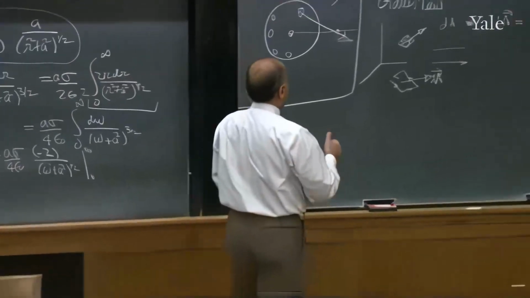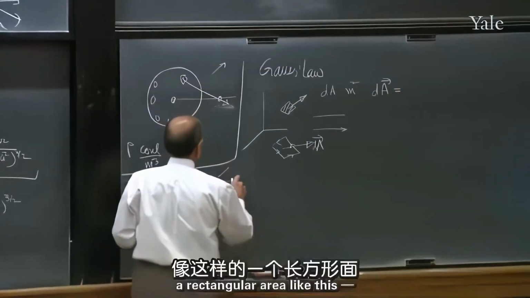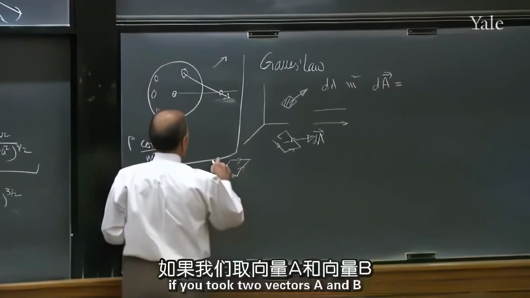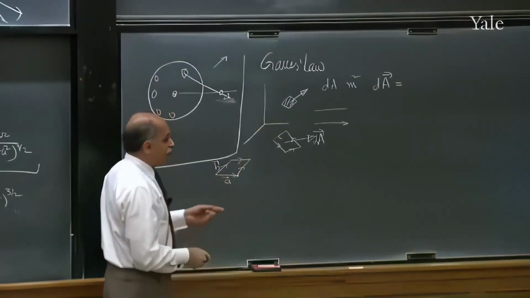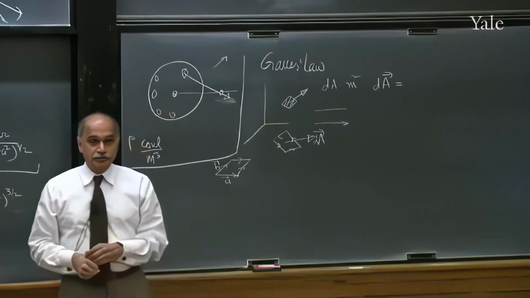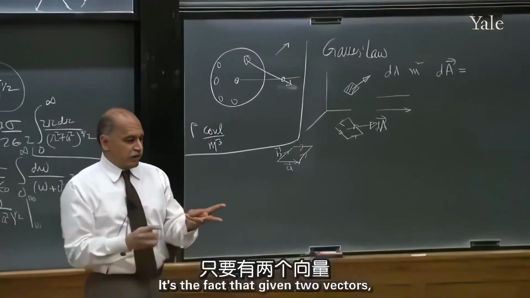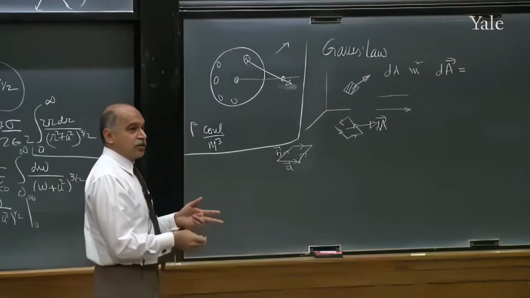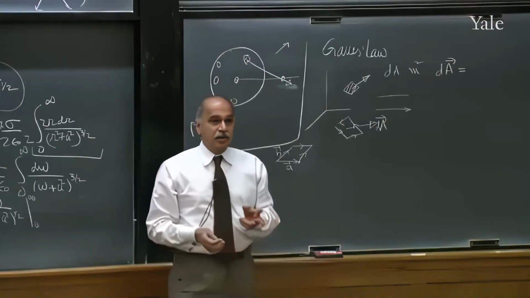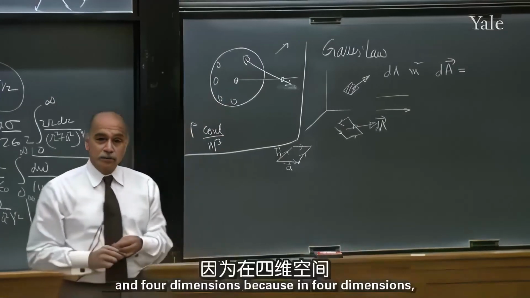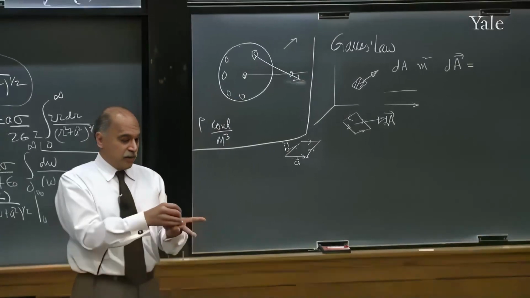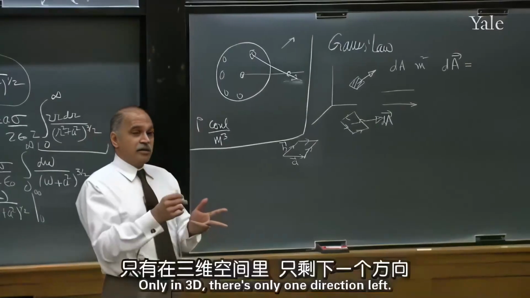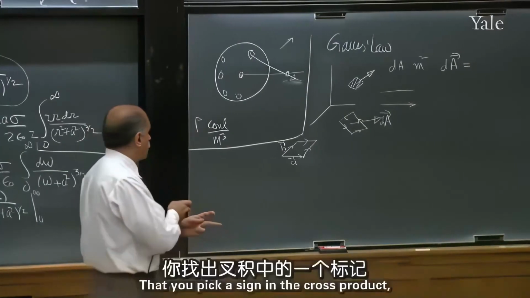Another way to see that is if you took any area, a rectangular area like this, a square is a special case. If you took two vectors A and B that form the two edges, then A cross B is just double the area. It's the fact that given two vectors, I can find a third vector perpendicular to them up to a sign that is what makes a cross product possible only in 3 dimensions. You cannot have a cross product of two vectors in 4 dimensions. Because in 4 dimensions, if I pick two vectors, there'll be 2 other directions perpendicular to that plane. Only in 3D, there's only one direction left. The question is, is it in or out? That you pick a sign in the cross product.